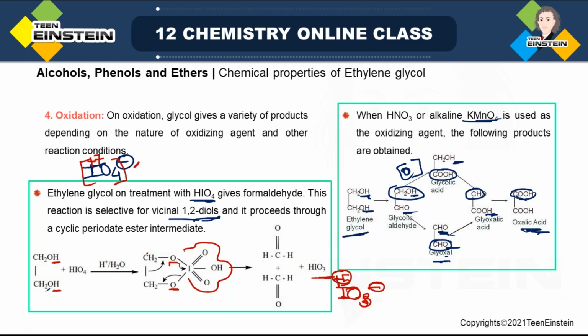Finally, what will happen? Now this C-C bond will be broken, and this C-O bond will be formed. So you are getting one formaldehyde from here. The oxygen-iodine bond is broken, this oxygen-iodine bond is also broken, and another C-O bond is formed. You are getting another formaldehyde, and from this part you are getting HIO3. So when you have taken 1 mole of ethylene glycol and 1 mole of HIO4, finally you are getting 2 moles of formaldehyde and 1 mole of HIO3.